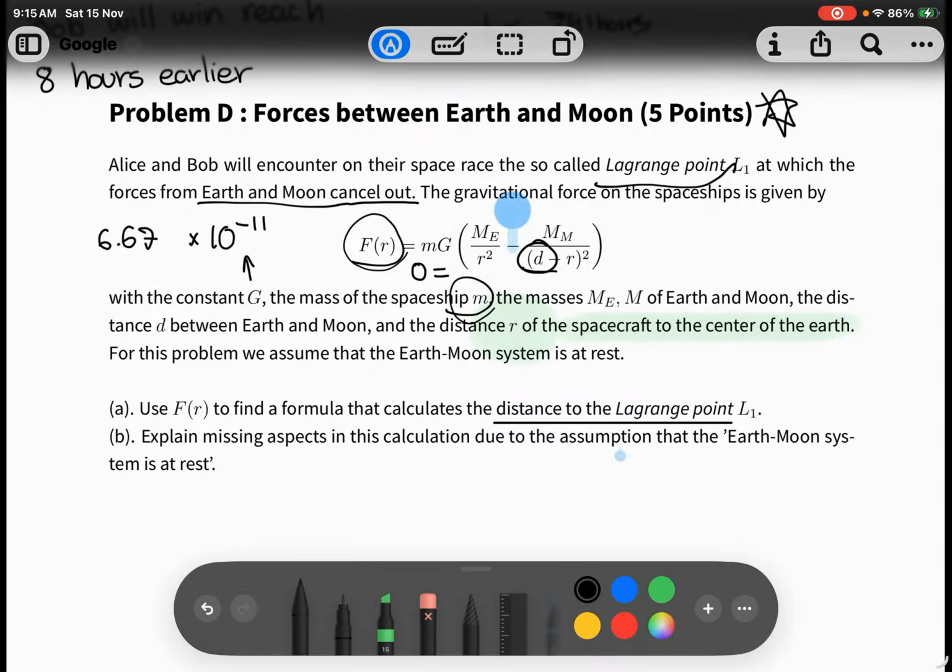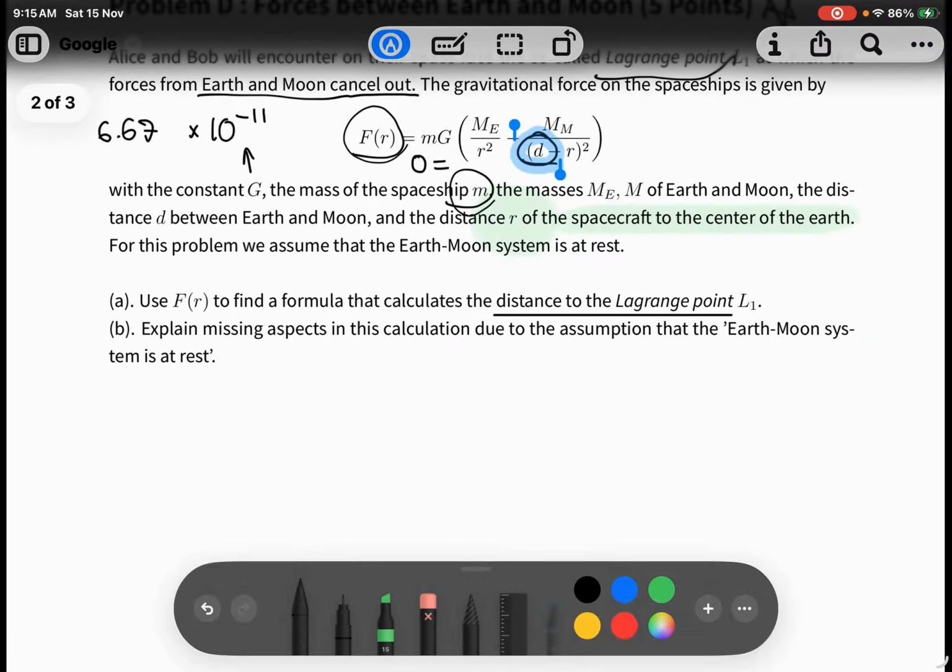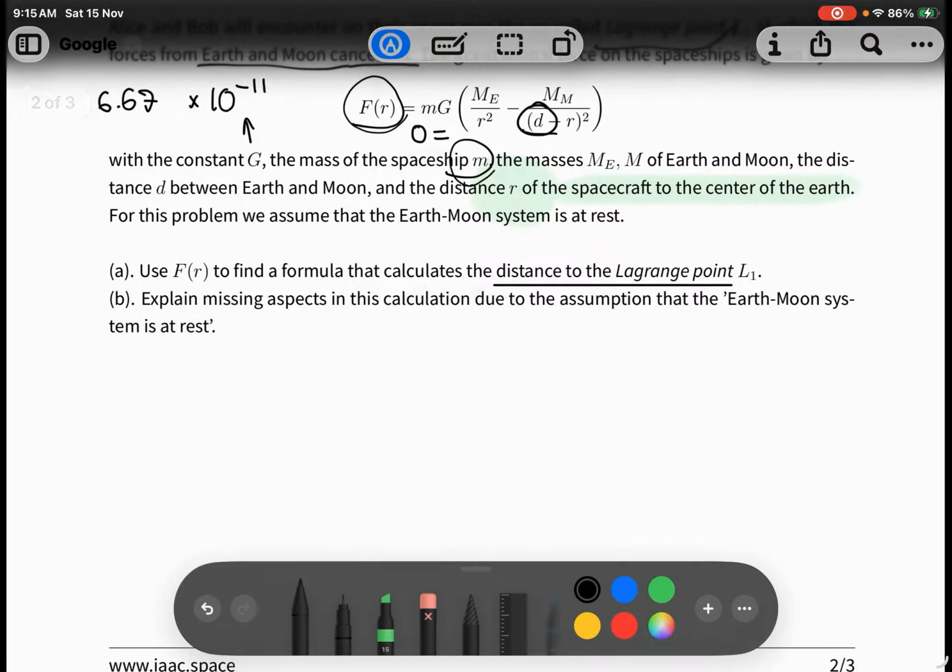Okay, so let's go inside the bracket because F of r is 0, and this we can just solve. We can just multiply everything later. So m, G, and then m_E. Wait, we don't even need this. Since we're calculating for distance, we can just solve inside the bracket. I don't know what to do here, honestly.